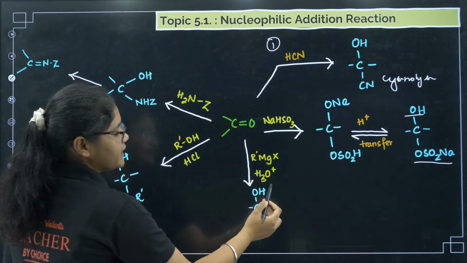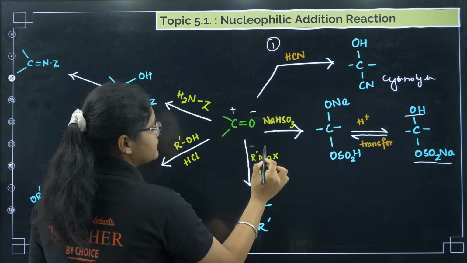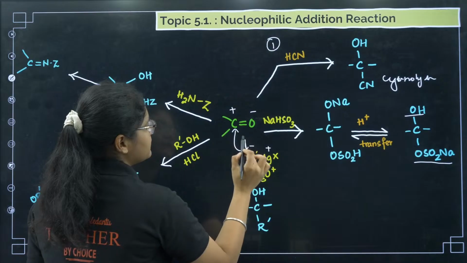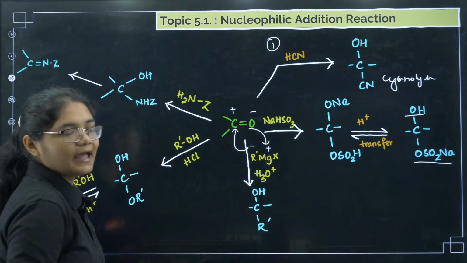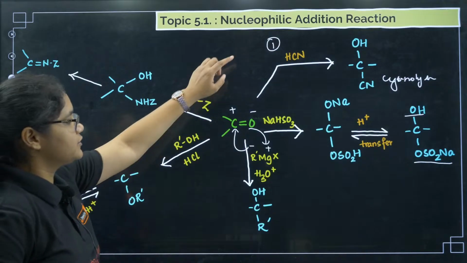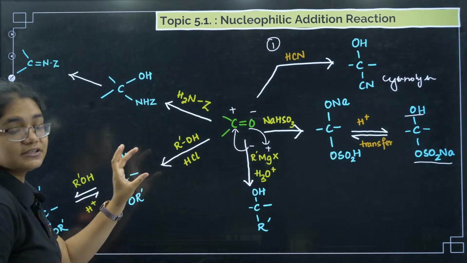Addition of RMgX, Grignard reagent. So what will happen? You can see this is minus, this is plus, this is minus, this is plus. So R minus will attack here, O minus will take this one, and if you do hydrolysis, we will get alcohol. So first we saw addition of HCN, addition of NaHSO3, addition of Grignard reagent, addition of alcohol.